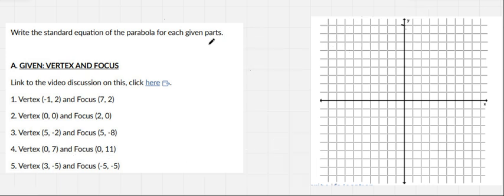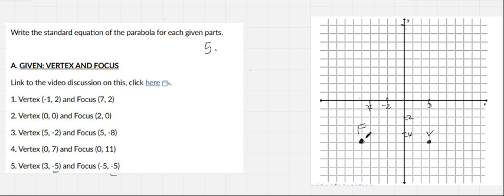Okay, let's move to number 5. Vertex at (3, negative 5) and focus at (negative 5, negative 5). Identifying the opening, the y values do not change from the vertex to the focus, which means the movement from the vertex to the focus is to the right or left. If we plot that on a Cartesian plane, vertex (3, negative 5) is somewhere here. Negative 5, negative 5 will be somewhere around here, and that's our focus.